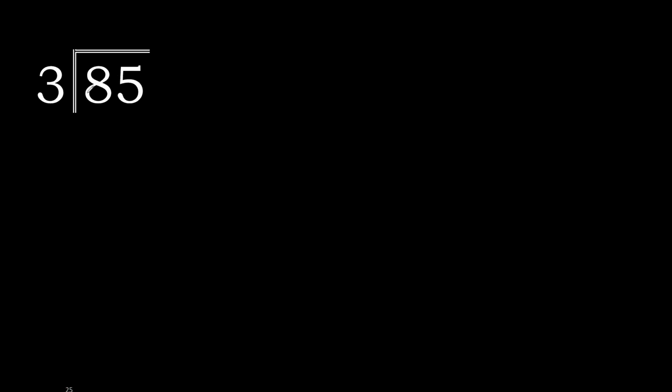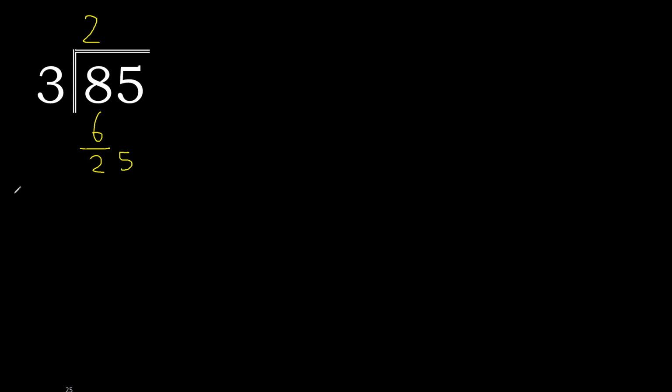85 divided by 3. 8 is not less, therefore, with 8, 3 multiplied by which number is nearest to 8, but not greater? 3 multiplied by 3 is 9. 9 is greater. 3 multiplied by 2 is 6. Not greater. Okay. 8 minus 6 is 2.